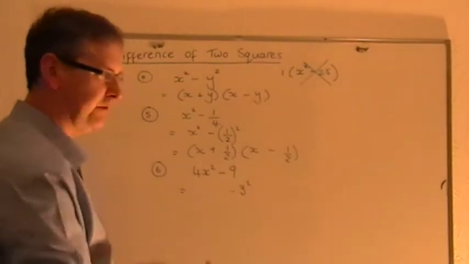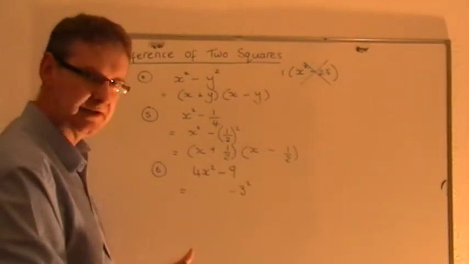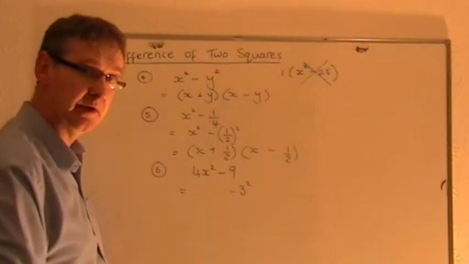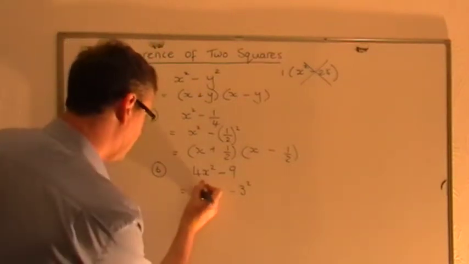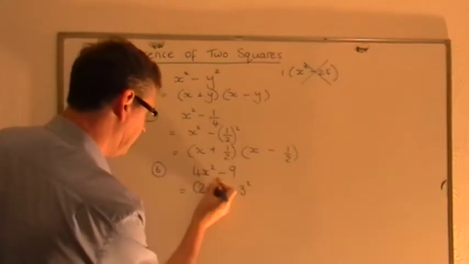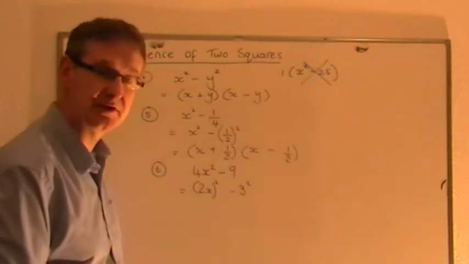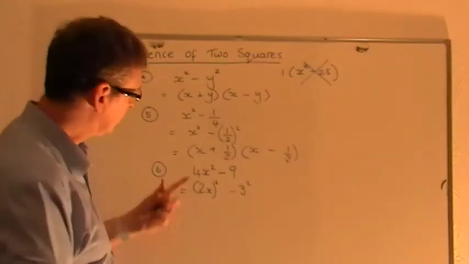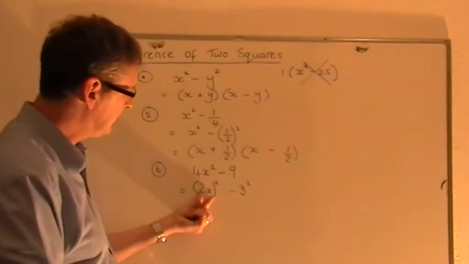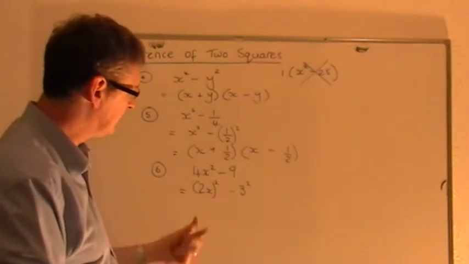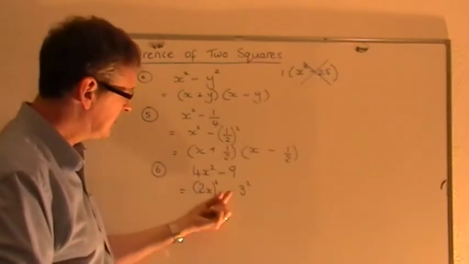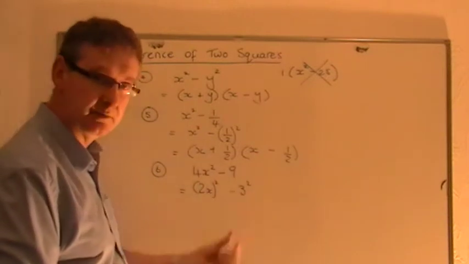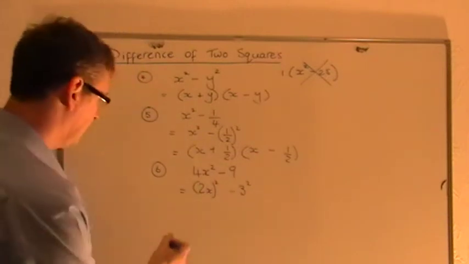It's this thing here that causes the problem. You've got to say to yourself, what, when you square it, gives 4x squared? Well, the answer will be 2x. It's 2x times 2x that gives 4x squared. So you've got 2x in a bracket, all squared, so there's the first squared term, take away, and then you've got 3 squared, which is the second squared term.